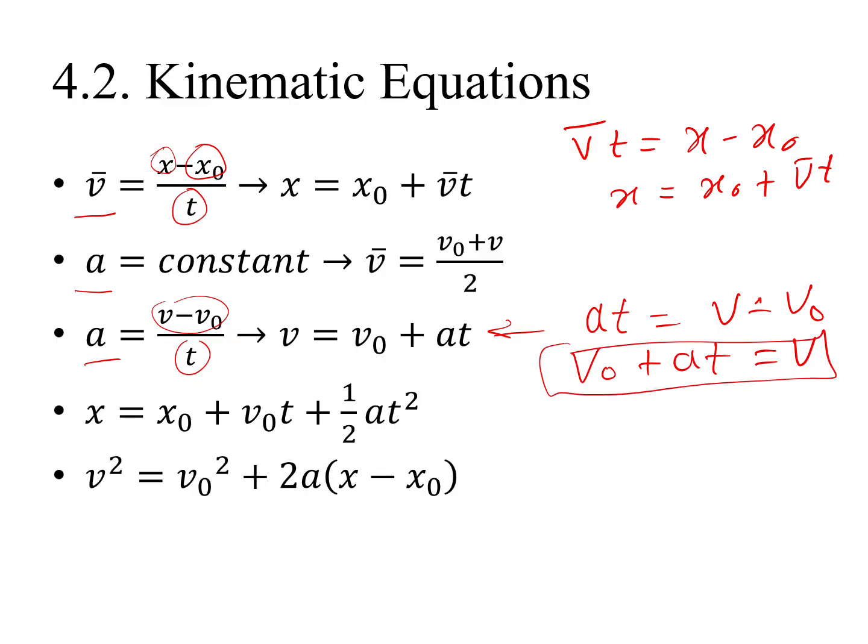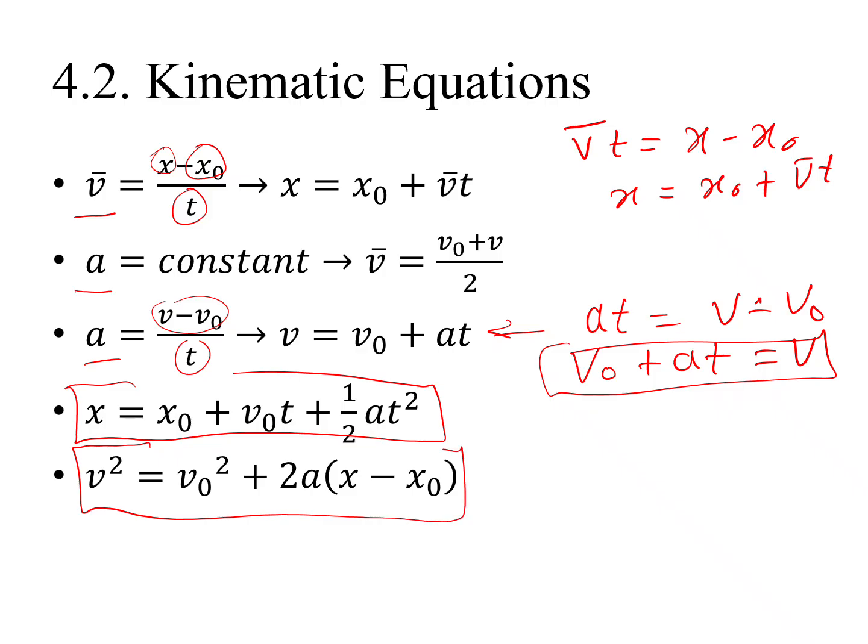And also using these equations, we can get this equation for position, which is final position equals initial position plus initial velocity times t plus half acceleration times t square. And we also can get this equation v square equals v naught square plus 2a delta x, or x minus x naught. We can say delta x because that's the displacement or change in position.